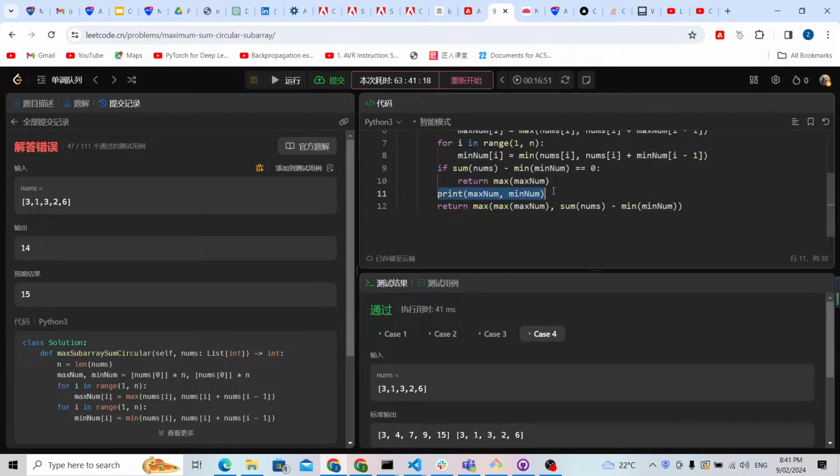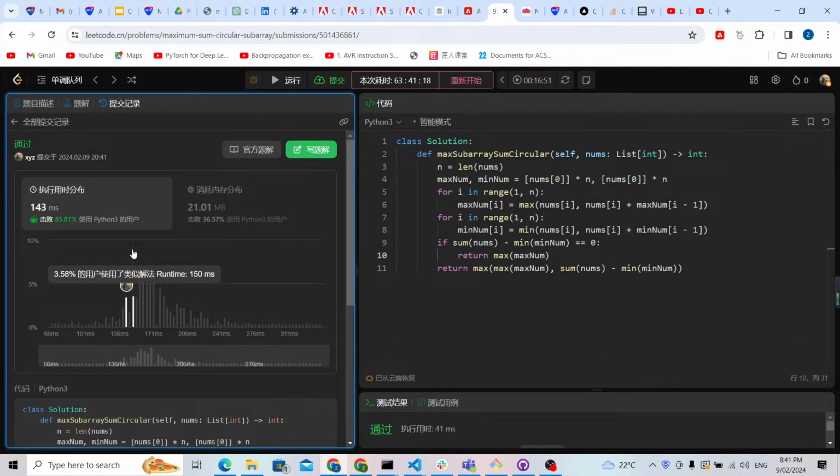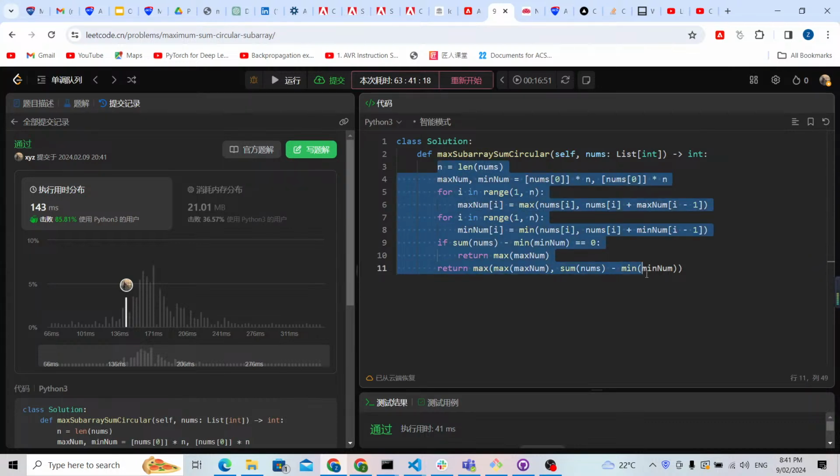Now let me just delete the print and submit it. As you can see, it works and it's pretty fast, and the time complexity is just O(n) because we never used nested loops. We only used one loop.